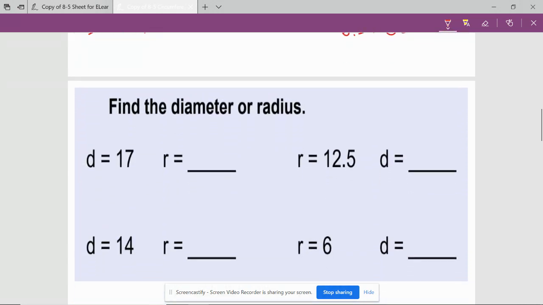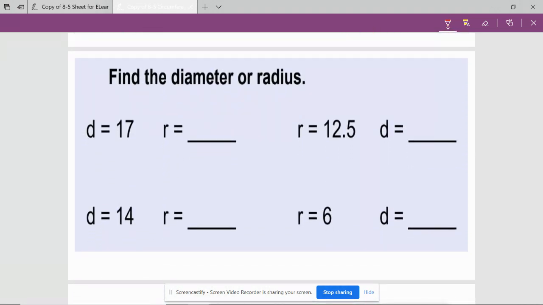If we go to the next page, again, it just wants us to find the diameter or radius. You guys should have these notes written out, but hopefully this will help to explain it a little bit. If we have a diameter of 17 and we want to know what the radius is, we're just going to take that 17 divided by 2, which is going to give us 8.5. There's nothing to label here. We're not giving you any distance markers. On a diameter of 14, we want to know what the radius is. We just take our diameter divided by 2, so that gives us a radius of 7.